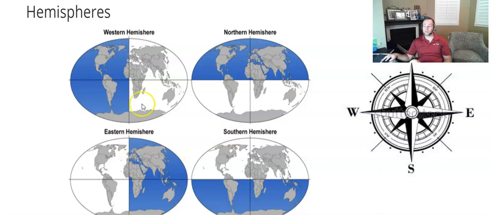Anything east is called the Eastern Hemisphere. And then we also have, hopefully you've learned these already, your cardinal directions, right? North, east, south, west. And then you also have your other directions like northeast, southeast, southwest, northwest.